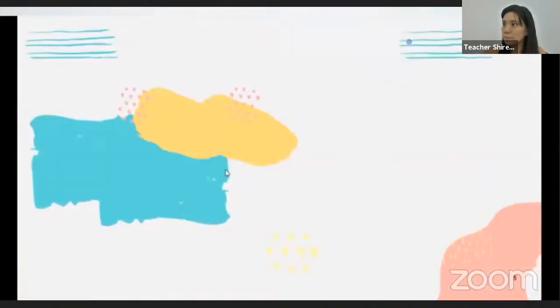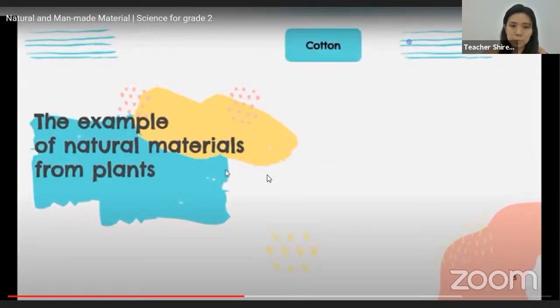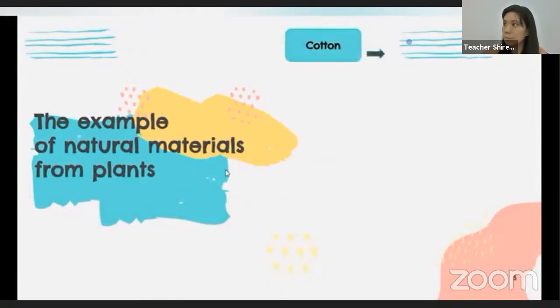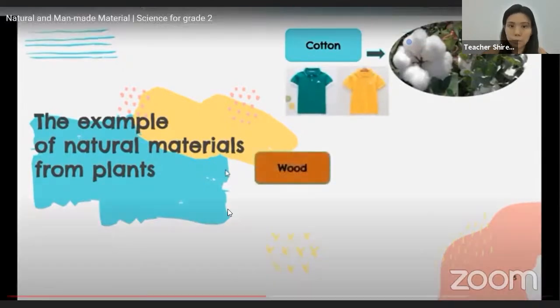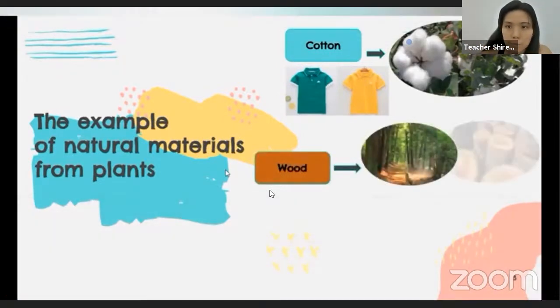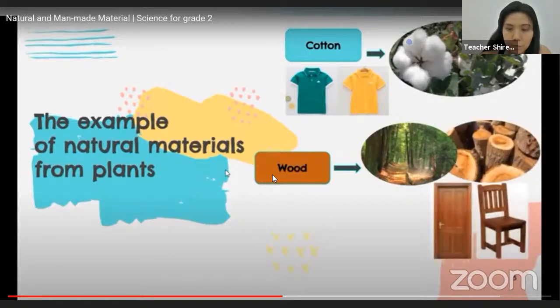Alright, now let's see the example of natural materials from plants. First, cotton. We can get cotton from the cotton tree. It can be used to make shirts. Next, wood. We can get wood from trees. It can be used to make doors and chairs.